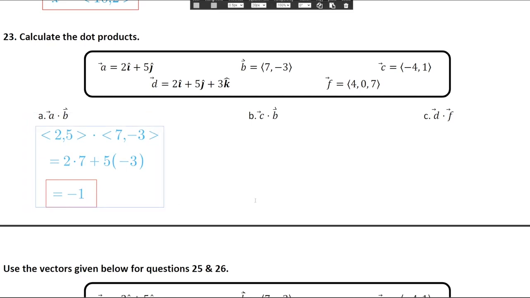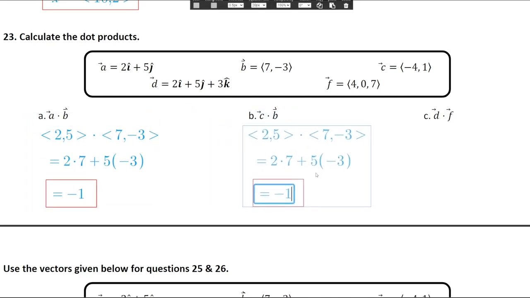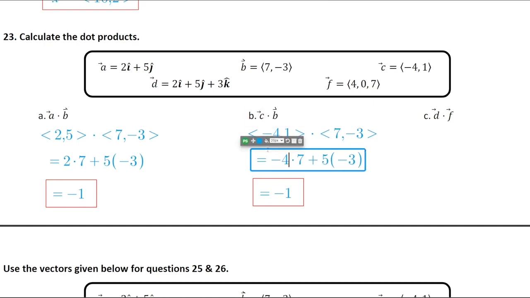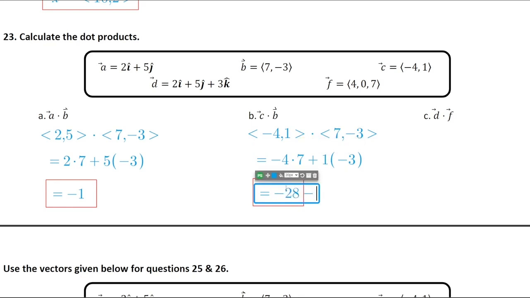For b, we're multiplying c times b, so b is the same here. C is negative 4, 1. So we have negative 4 times 7 plus 1 times negative 3. We get negative 28 minus 3, so that'd be negative 31.